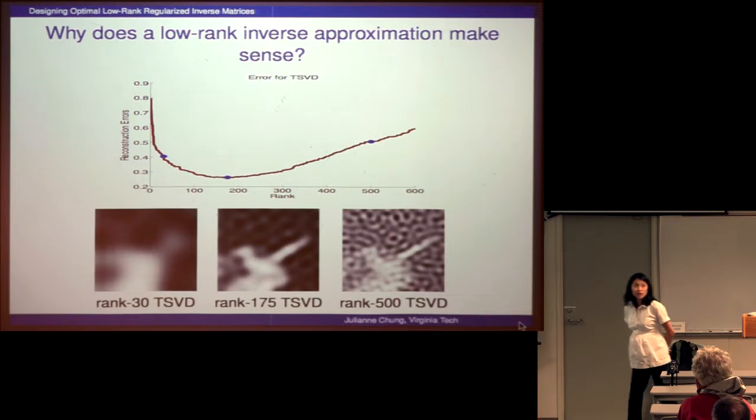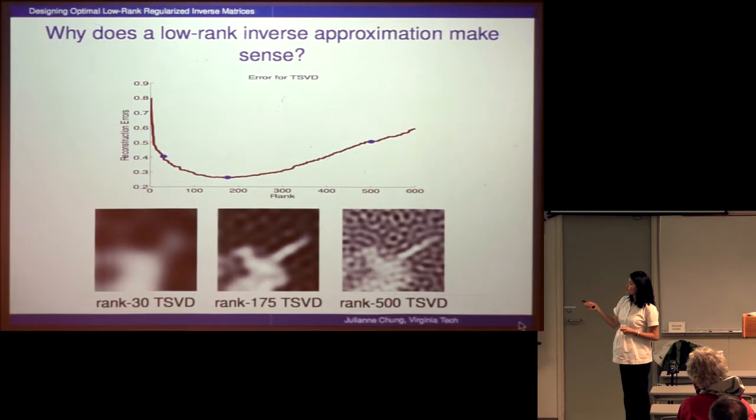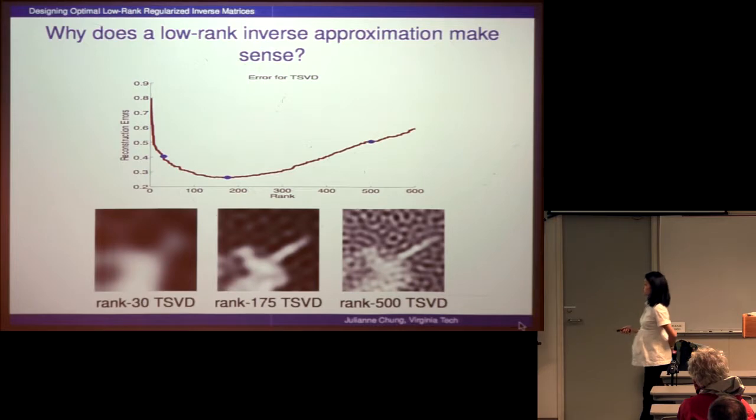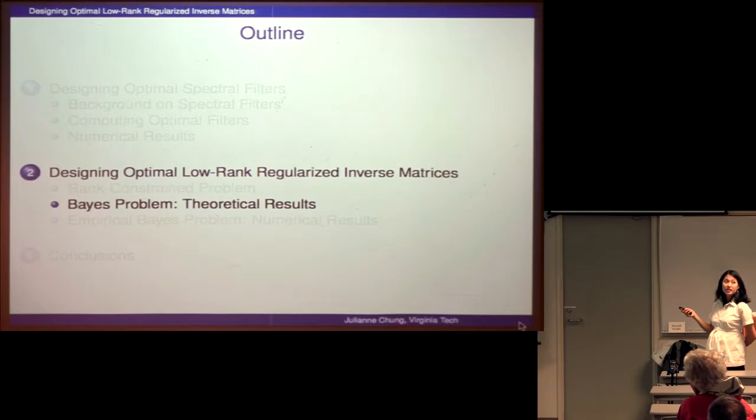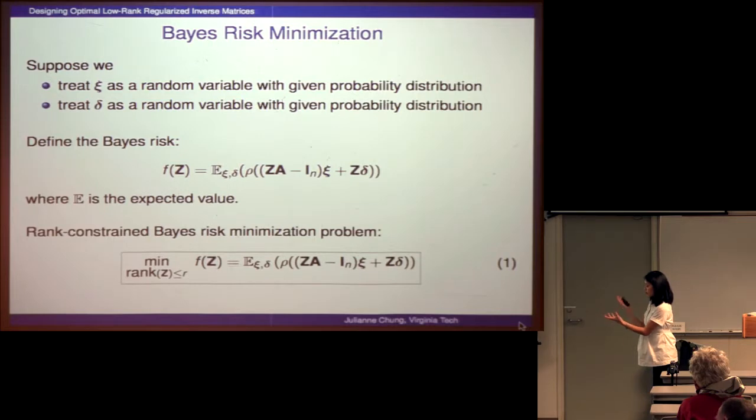Now, quickly, let me address why it even makes sense. Why would we consider a low rank inverse matrix? Well, the classical example: truncated SVD gives you one particular low rank inverse matrix, and we can see that a lower rank will give you a good solution. If you go too high, you actually get the noisy reconstruction. So it makes sense intuitively. Now I want to break this down into two different sections. The first one has to deal with the theoretical side of things, and the second one has to do with actual numerical methods for computing such an optimal matrix.